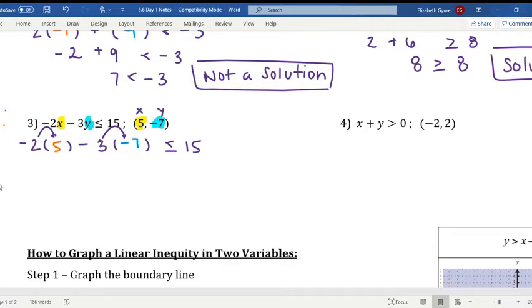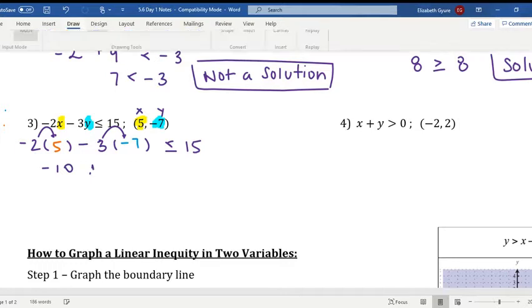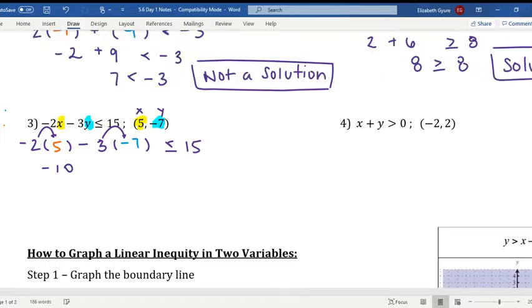Oh, okay. Yeah, no, so since you have your parentheses and numbers outside, you just got to multiply. So negative 2 times 5 is negative 10. And then negative 3 times negative 7 is positive 21. Is less than or equal to 15. So then let's simplify this. Lynn, what's negative 10 plus 21?